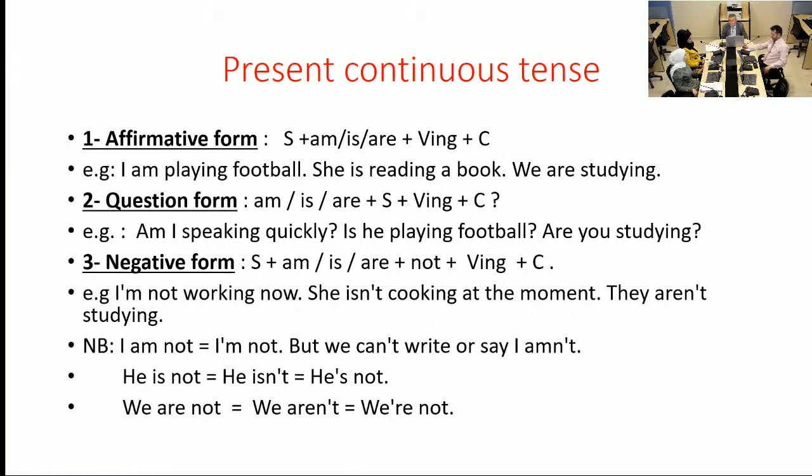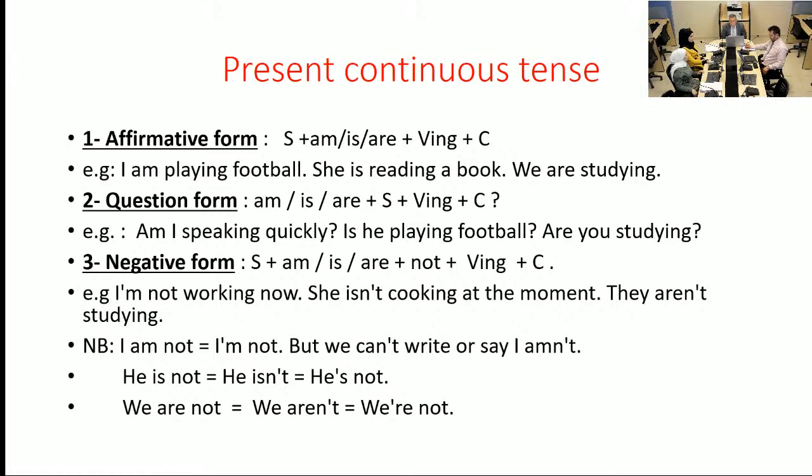In the affirmative form, we put am, is, are plus verb-ing. I am playing football. She is reading a book. We are studying. For the question form, we make an inversion. We start with am, is, are. Here we have an auxiliary verb, so we don't need help from the verb to do.